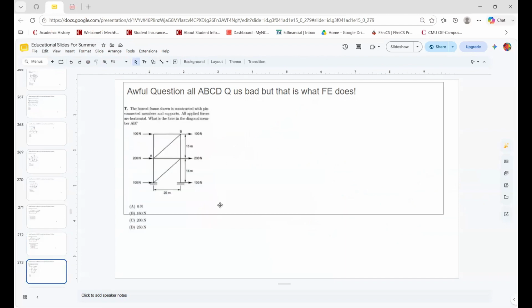The frame shown in the figure, with pin-connected members and supports, all applied forces are horizontal. What is the force in the diagonal member AB? Okay. Where's AB? Oh, AB, I see. So we're cutting over here. I don't think any of these are zero-force members. So why do they keep on giving me zero-force members? I have no idea, but they keep on doing that. So what is the force of the diagonal member AB?